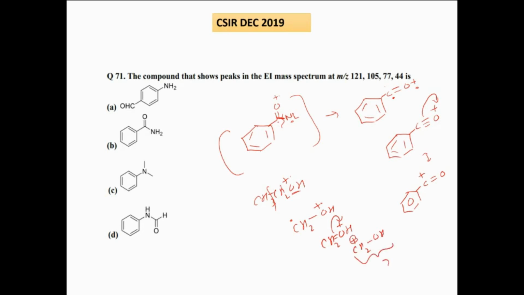Primary alcohol இருந்துச்சுன்னா 31ல base peak கிடைக்கும். இதெல்லாம் clues. These all are clues. So whenever you have a primary alcohol, you will have base peak at 31.